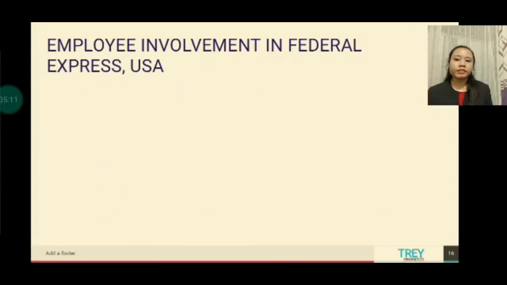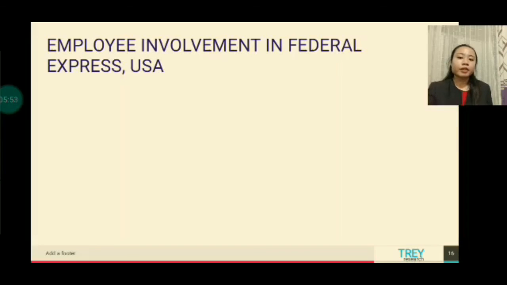So according to Federal Express USA, they use employee involvement to recognize their customer satisfaction, beginning with the employee. That is why, according to their study, people there in the USA are creating a critical element in their total quality management for this business strategy.